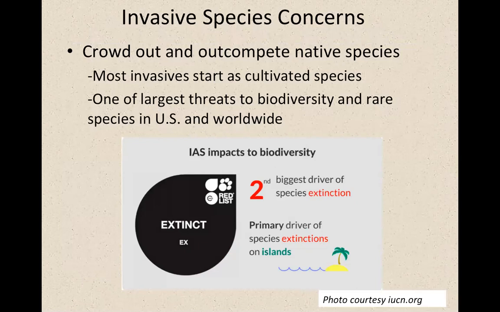Say that they are hitchhikers in ballast of ships, something like zebra or quagga mussels you might have heard about in the news that came over in inter-ocean ships and in trade and things. So just introduced by accident, hitchhiking along for the ride, whether it's in cargo holds or whatever. But for one reason or another, they are here. They have established and become nuisances and sort of starting to push out local species in some way and outcompete them.